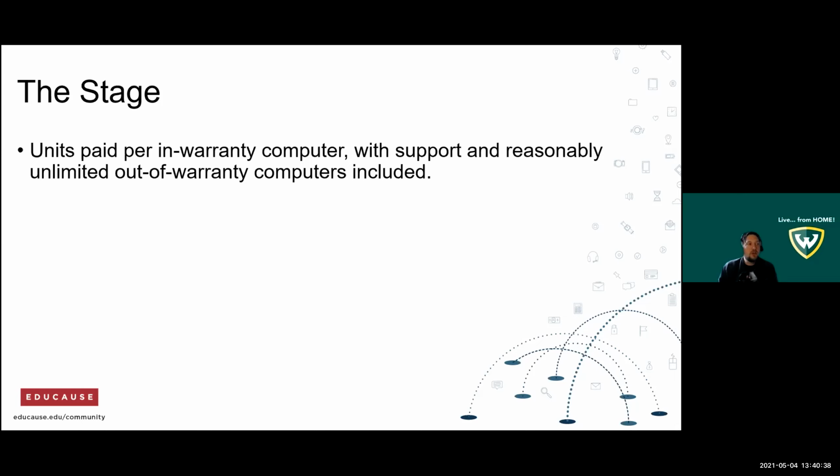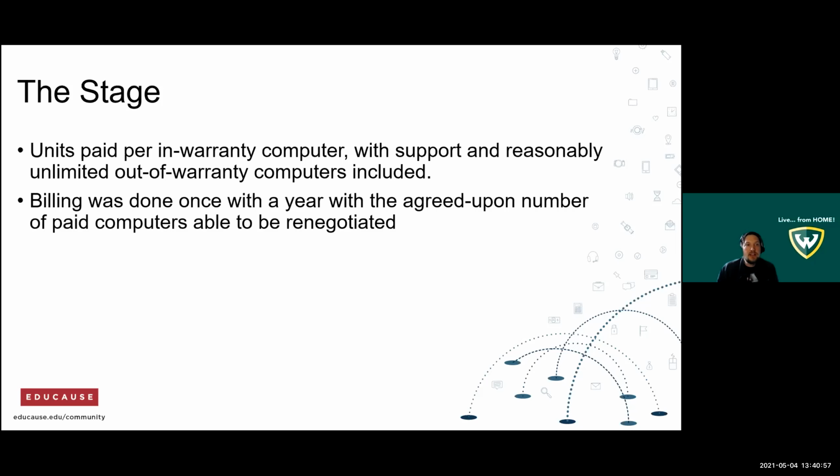So we had a 4-year warranty included every year with their payment of support. They received desktop support and reasonably unlimited out-of-warranty computers. So if they needed extras for student assistants or temp workers or kiosks, we would provide that. And then this billing cycle was done once a year. And then every time we did that, we renegotiated those number of paid computers.